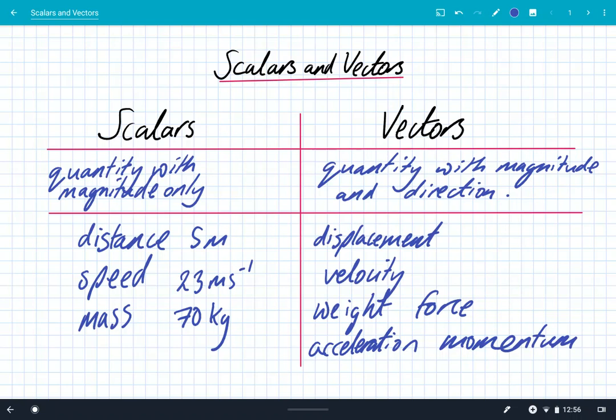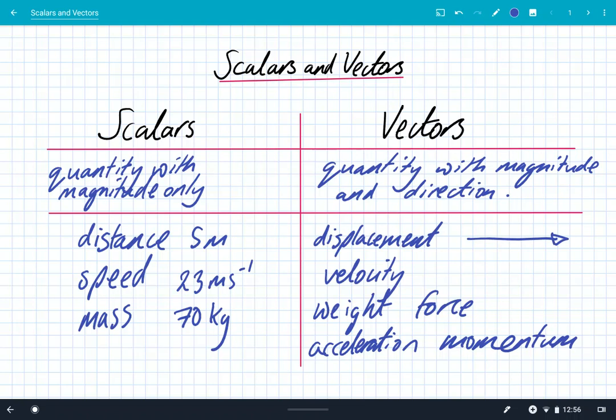Just to recap, scalars are quantities with magnitude only, and we just use a number, whereas vectors have a magnitude and a direction. What's important about vectors is that we often represent them as arrows. The size of the arrow represents the magnitude, and the direction of the arrow shows the direction of the vector.